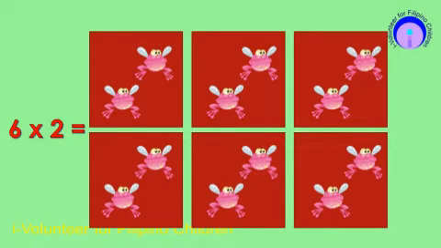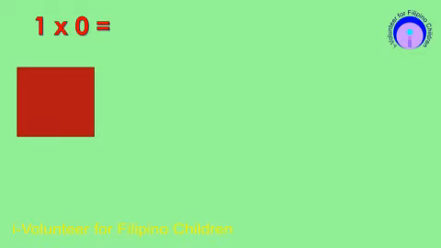The next one is 6 times 2. That means there are 6 groups with 2 members each. And what do you think is the product? Yes, it is 12. It says here 1 times 0. Oh yes, there is one group with no element inside, and that is why the product of 1 times 0 is equal to 0. How about this one? 1 times 1, this means one group with one item. And the product of 1 times 1 is equal to 1.